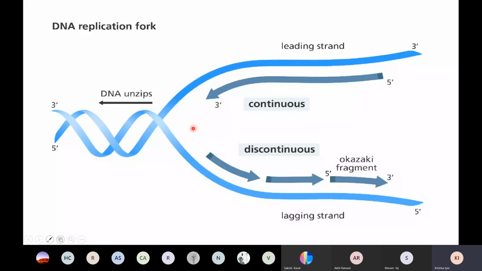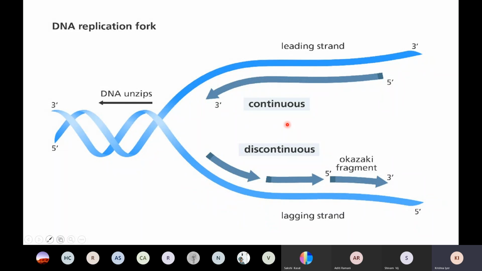Direction would be 3'. So I'm in a sense forced to do the synthesis on this strand in bits and pieces, where as soon as here I add a primer and start synthesizing, then as I move forward here, again I add another primer and continue in this direction. I go again forward, I add a third primer and continue this. In other words, this is occurring in a continuous fashion, this is occurring in a discontinuous fashion, and that's why collectively this process is called semi-discontinuous.